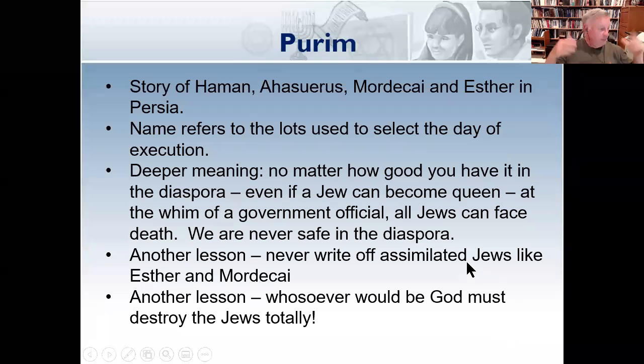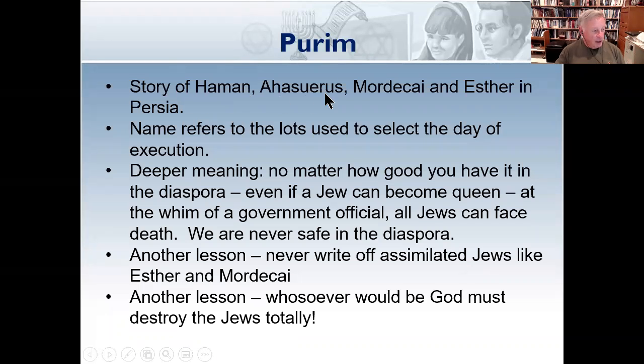But a story of Haman, Ahasuerus in Persia, even though the Jews were well established, a ruler arose that didn't remember that Jews were loyal subjects, and because of one of his prime ministers, they decided, the prime minister said, is it okay with you if I kill all the Jews? And the king's response was, sure, no problem.